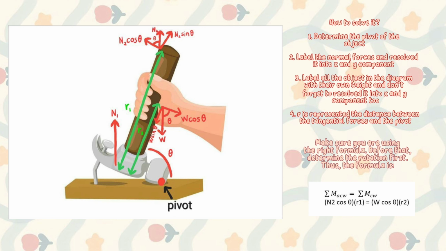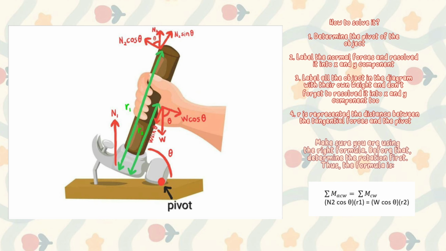Here are the steps to solve the question involved in this situation. Firstly, determine the pivot of the object. Secondly, label the normal forces and resolve them into X and Y components. Next, label all the objects in the diagram with their own weight and don't forget to resolve it into X and Y components. R represents the distance between the tangential force and the pivot.